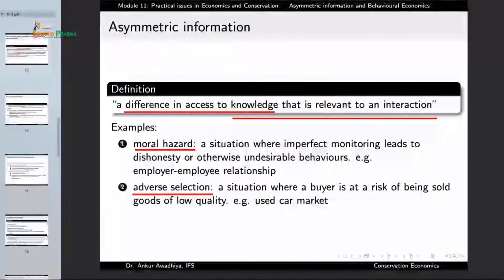And the buyer is not choosing an adverse vehicle because he wants to have a not so good car, but because he has got no other option, since he has a dearth of information. Even if he wanted to check everything, he would not have sufficient time or sufficient expertise to check each and every part of the vehicle. So things such as these are related to asymmetric information and may result in adverse selection, a situation where a buyer is at a risk of being sold goods of low quality.